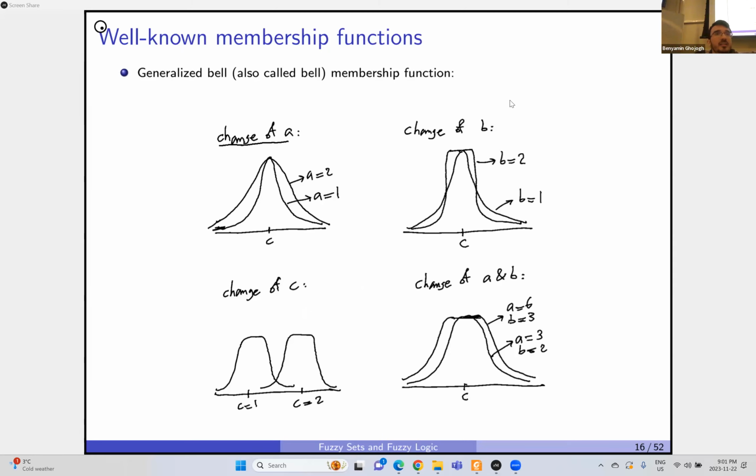If you change A, A equals 1 is this, A equals 2 is this. In other words, the larger the A, the heavier the tail. The fatter the bell. Change B. This is B equals 1, B equals 2. The larger the B, it means the more hammer you have used on top of the bell. The flatter the top of the bell. Okay? The change of C will shift the bell, the mean of the bell.